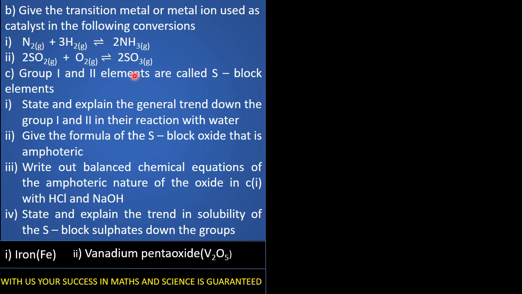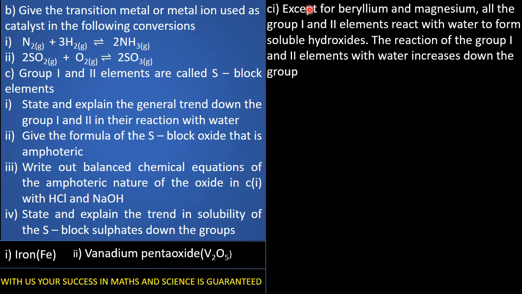Then the C part, we should state and explain the general trend down the group 1 and 2 in their reactivity with water. So guys, we should keep in mind that except for beryllium and magnesium, all the group 1 and 2 elements react with water to form soluble hydroxides. Good. But guys, from this first part up to where I have this full stop is not actually important. I just brought it forth to make you understand it so well. Okay, the answer starts from where you have this full stop.